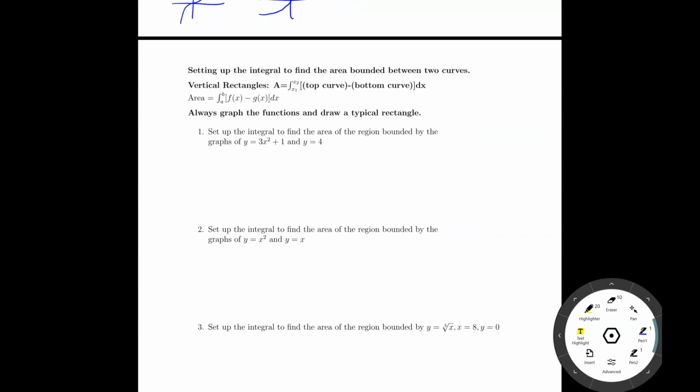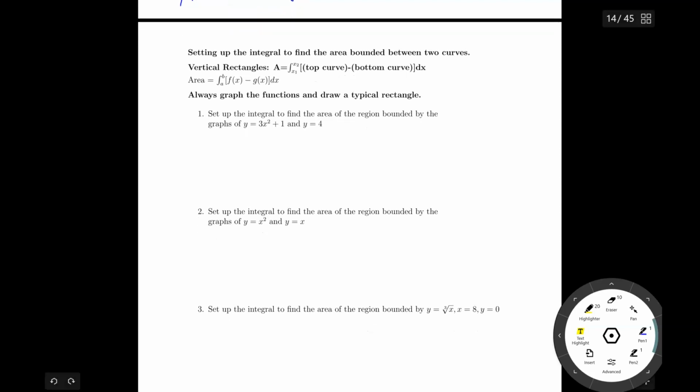Alright, so let's look at these. We're going to be wanting to find the area between two curves. Just making sure we can get the graphs in and we know how to find the top of the curve and the bottom of the curve. The top of the rectangle and the bottom of the rectangle. It's all about the rectangles.